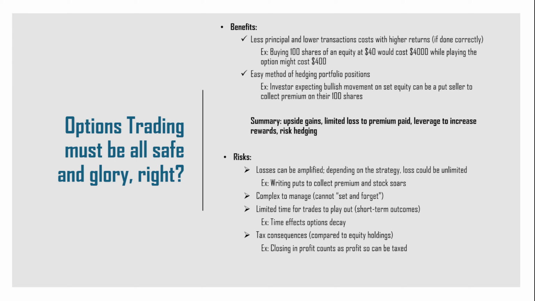It's complex to manage. Obviously, you can't just set and forget it. You have to look at the charts because it's based on market volatility and market movement. So if the market somehow dumps one day or pumps one day, it can completely go against your position. And then tax consequences, like I said. Closing in profit counts as profit, so you can be taxed, unless you exercise that option to buy the 100 shares or sell them. Then it doesn't go towards your capital gains because you're holding those positions.